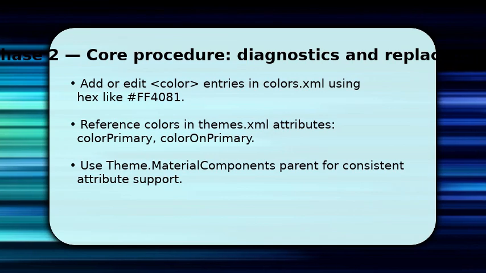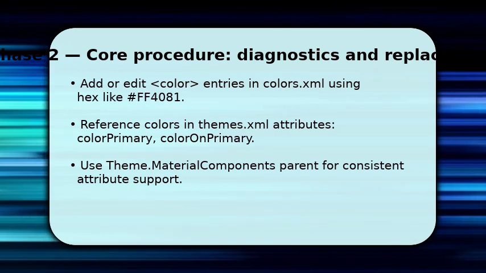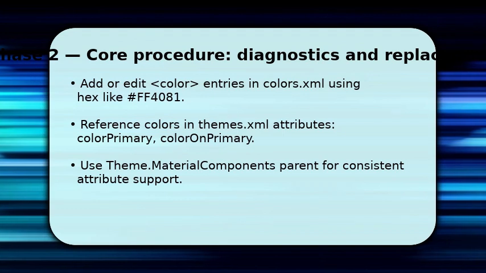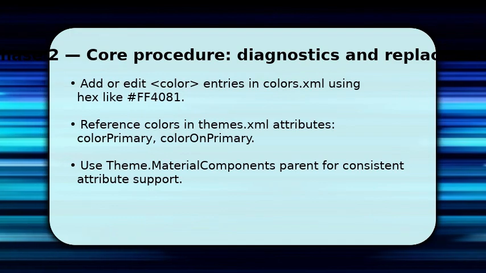Then, in themes.xml, set <item name="colorPrimary">@color/my_primary</item> and <item name="colorOnPrimary">@color/my_on_primary</item>, so the system uses your values. Make sure the theme inherits from Theme.Material components to support modern attributes.